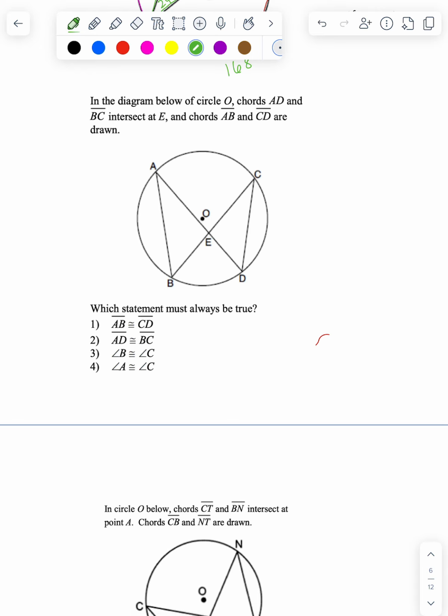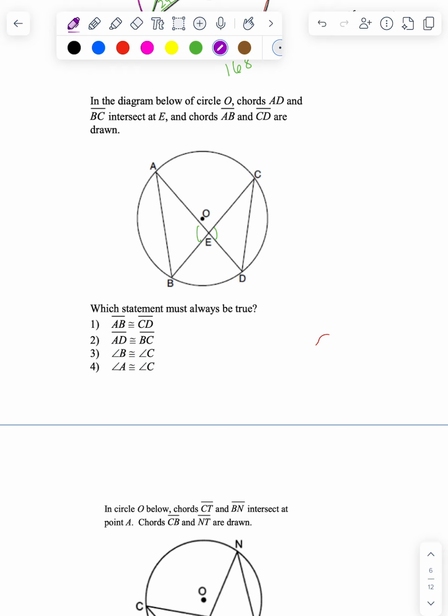If we take a look at this next example, we have chords AD and BC that intersect at E. When we have intersecting lines, I always like to put in my vertical angles because we do have intersecting lines here. It also says chords AB and CD are drawn. Which statement must always be true? Well, I don't know. So let me take a look at the picture again.